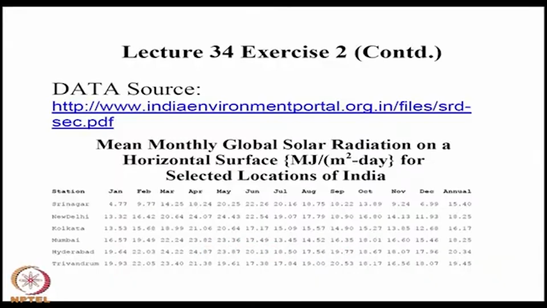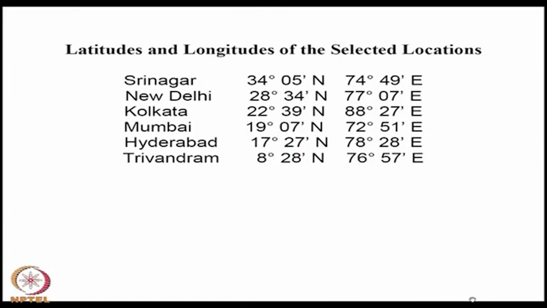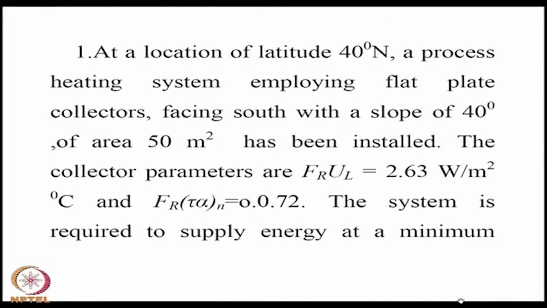We shall continue with the problems involving the phi bar F chart method, which we will call exercise 2 continued. I have already described the data source taken from the particular website, and for 6 important locations I have given the data, that is Srinagar, New Delhi, Kolkata, Mumbai, Hyderabad and Trivandrum, and we were trying to find out the phi bar F chart calculation for a process heating system.